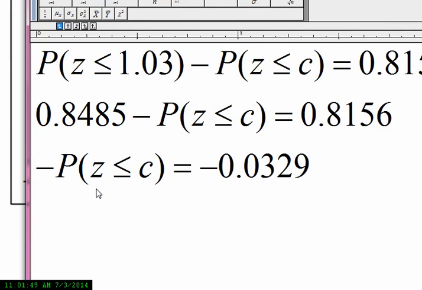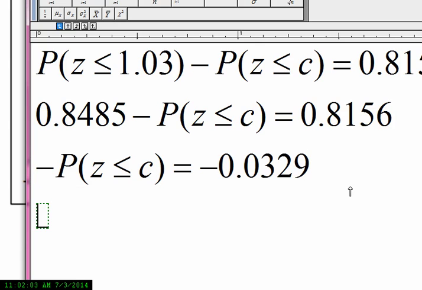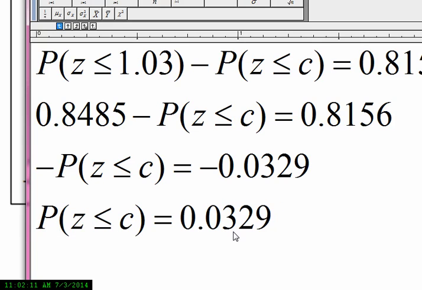All right, and then I would multiply both sides by -1 to get rid of the minus, or divide by -1, and so then I would have the probability that Z is less than C is just equal to positive 0.0329. So what I've done is I've really found that the area underneath the curve to the left of C is this very small value, 0.0329.